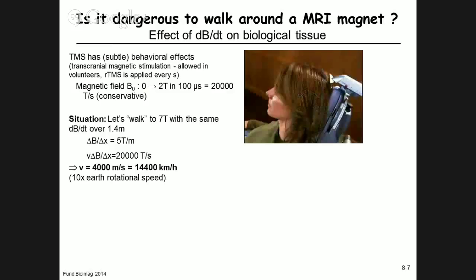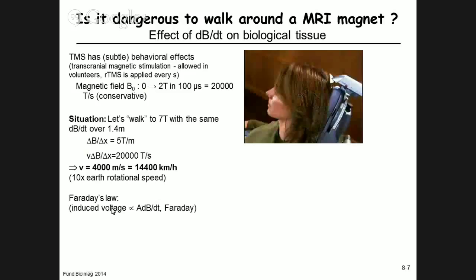Okay, with this calculation, this would mean we would have to run towards the magnet at 4,000 meters per second, or 14,000 kilometers per hour. Okay, this is about 10 times the Earth's rotational speed. We're circling the Earth at about 400 meters per second.